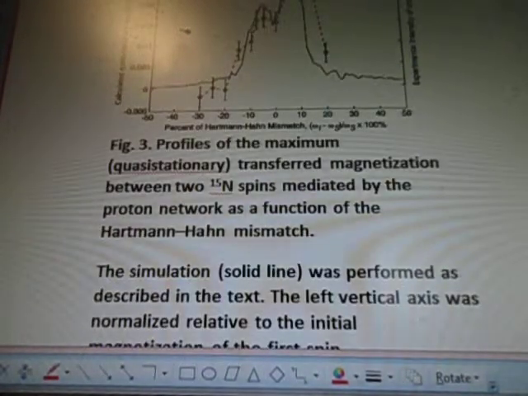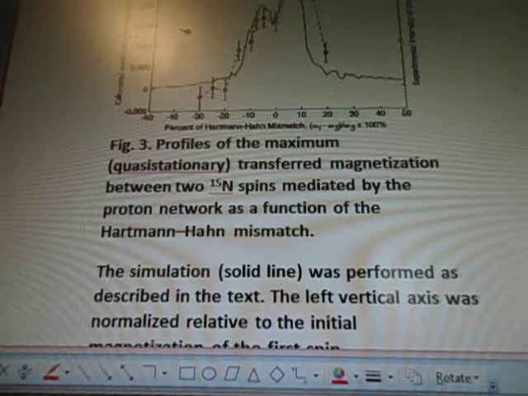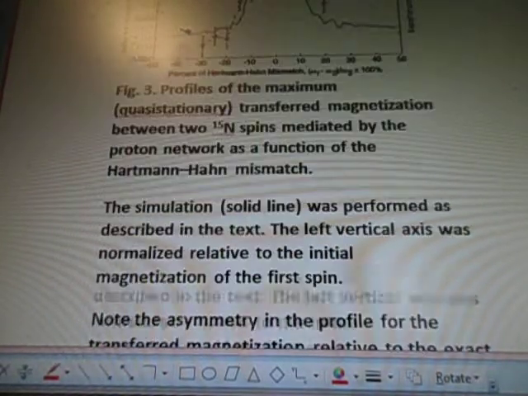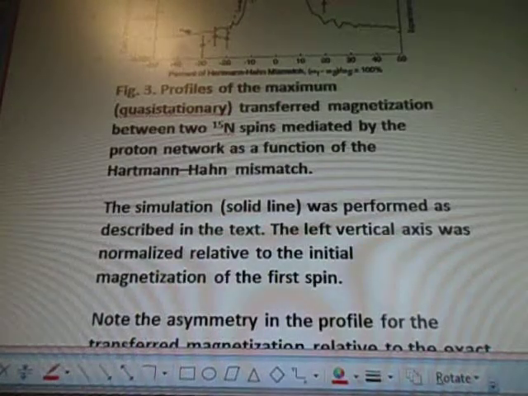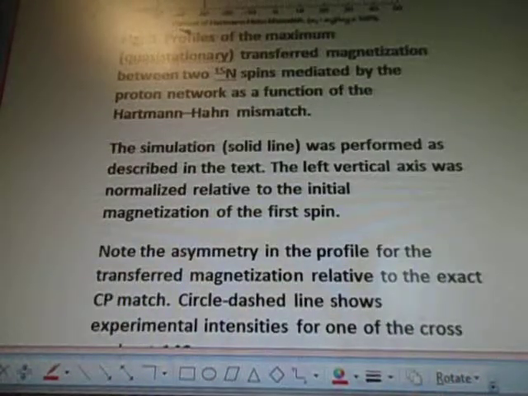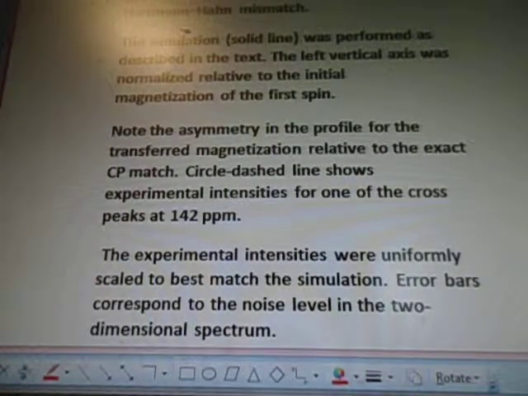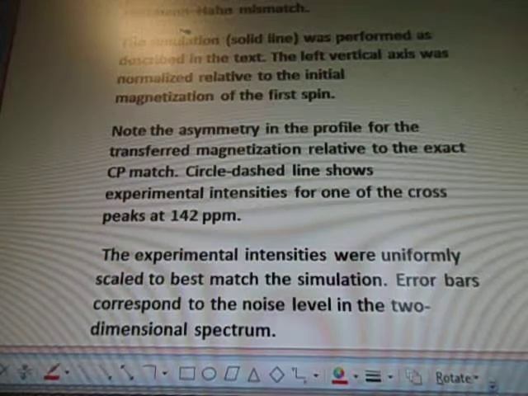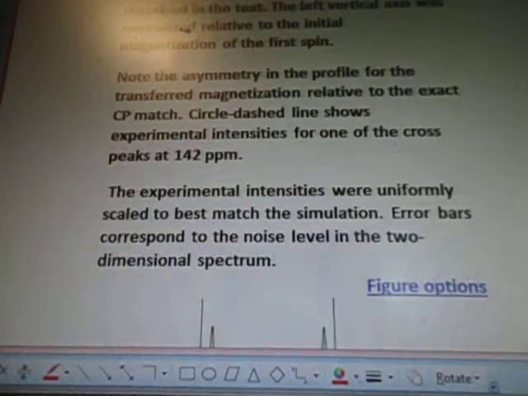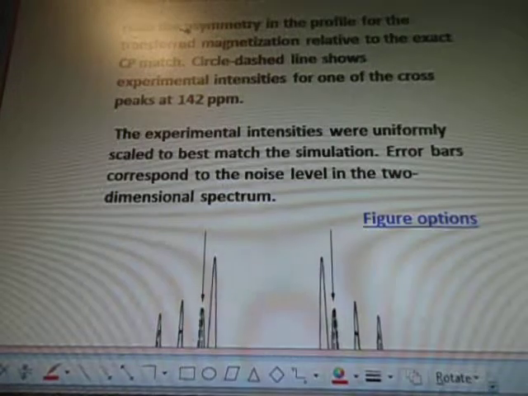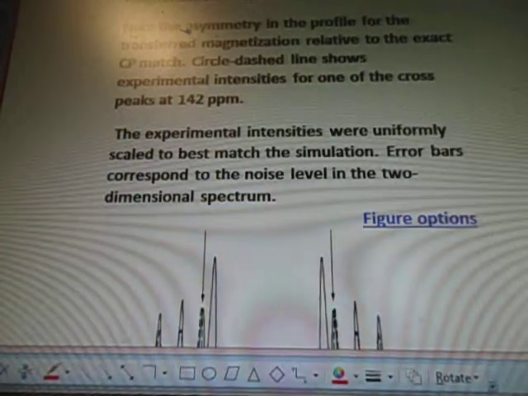Profiles of the maximum quasi-stationary transferred magnetization between two 15N spins mediated by the proton network as a function of the Hartmann-Hahn mismatch. The simulation solid line was performed as described in the text. The left vertical axis was normalized relative to the initial magnetization of the first spin. Note the asymmetry in the profile for the transferred magnetization relative to the exact CP match. Circle dashed lines show experimental intensities for one of the cross peaks at 142 ppm. The experimental intensities were uniformly scaled to best match the simulation. Error bars correspond to the noise level in the two-dimensional spectrum.